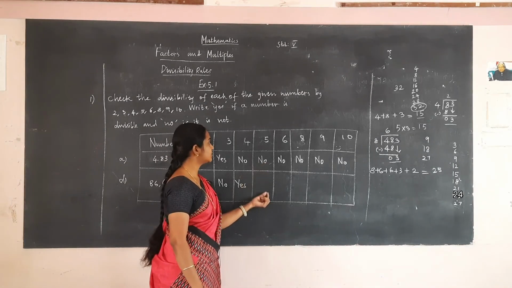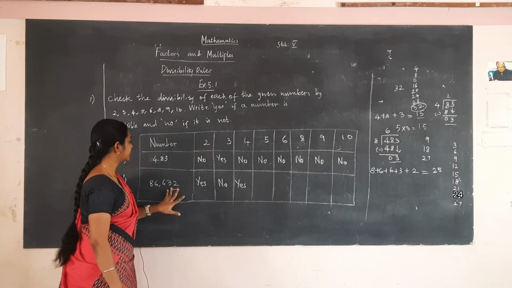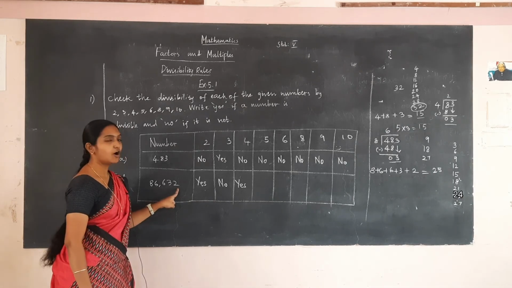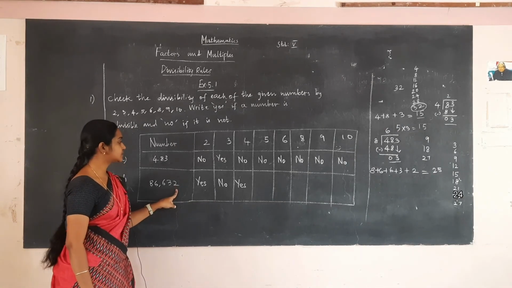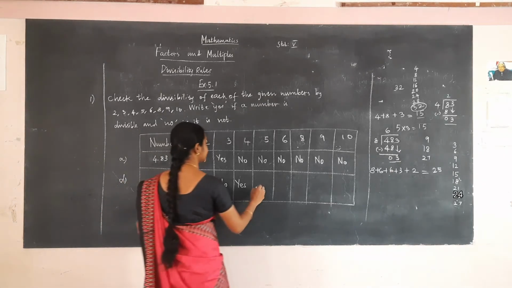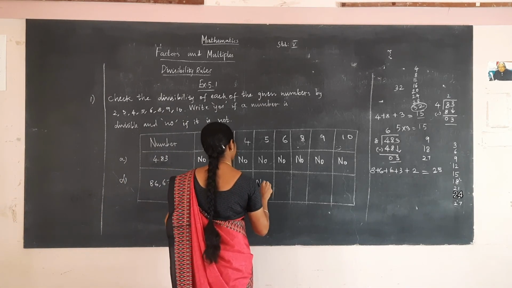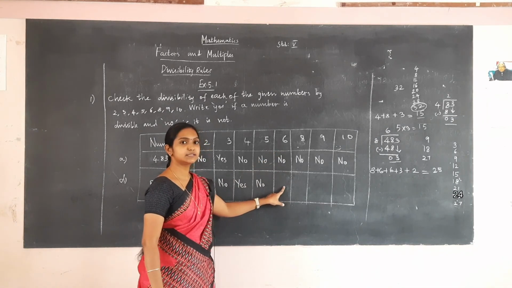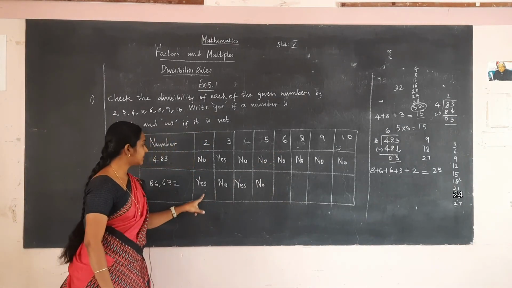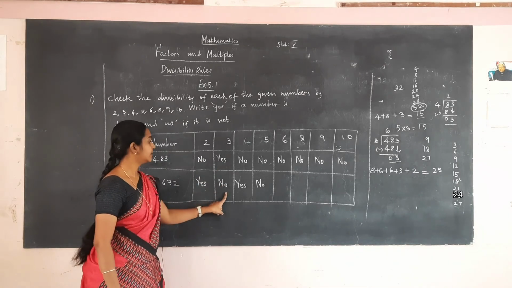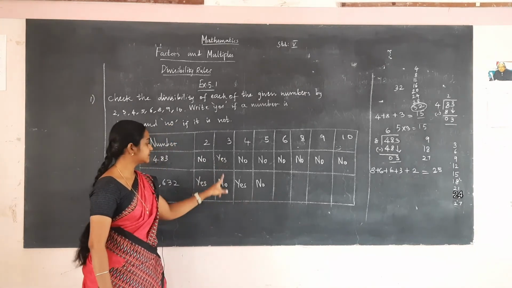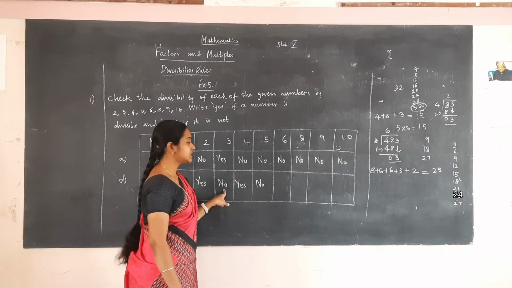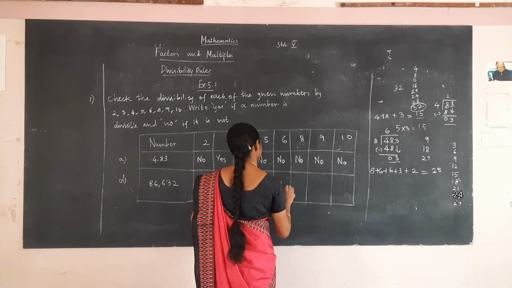Next, divisibility rule for number 5. The last digit in the number should be 5 or 0. Here the number is 2, so the number is not divisible by 5. So write no. Then for divisibility rule for number 6, the number should be divisible by 2 and 3. But here the number is not divisible by 3, so the number will not be divisible by 6 also. So write no.